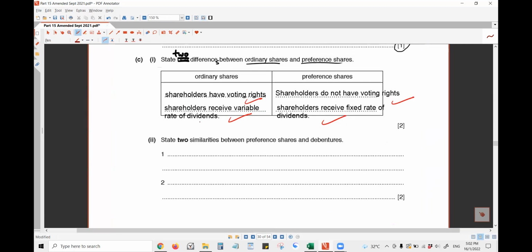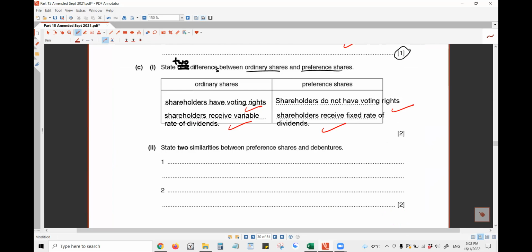As I said, they like to ask you to compare these 3 things: ordinary shares, preference shares, and debentures against one another. So have a look. Let's do it together. Two similarities between preference shares and debentures. What are the things that are the same between these two things? Both of them have no voting rights. So let's write together.